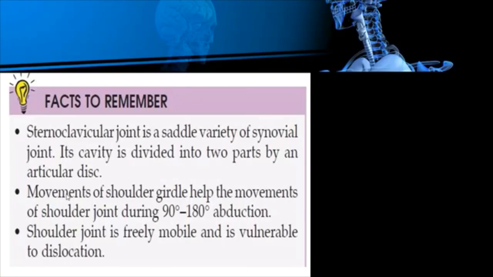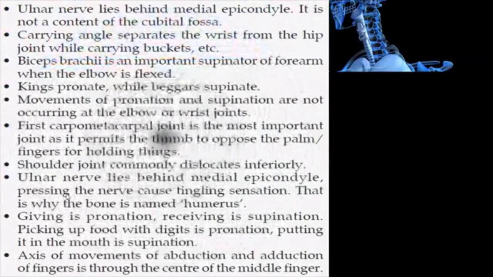So the shoulder joint is freely mobile and is vulnerable to dislocation. So there are some important points. I've already mentioned these points earlier. I will skip this slide.